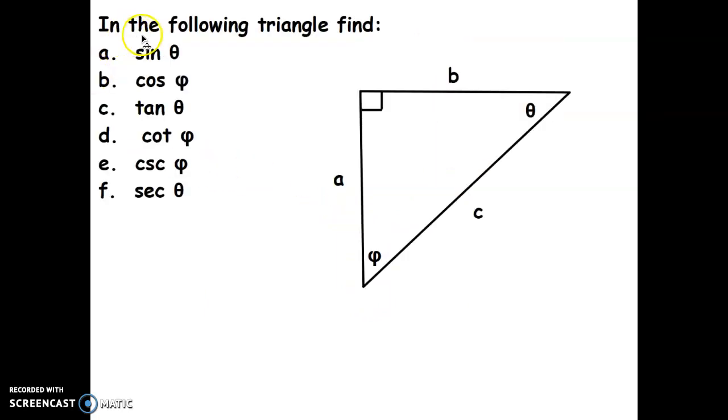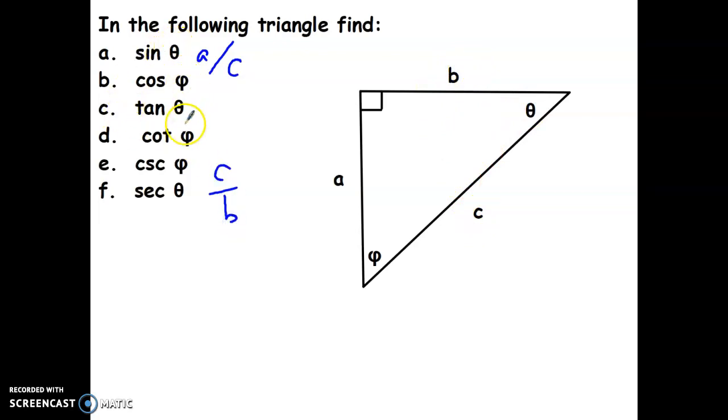Okay, so we can find the trig ratio, any of the trig ratios for either of these angles. So let's look at theta. For our angle theta, if we want sine, well, sine is opposite over hypotenuse, a over c, and we can do that with any of them. So let's do F down here, secant of theta. Secant, you remember from the other video, is the reciprocal of cosine. So for our angle theta, secant is going to be hypotenuse over adjacent.